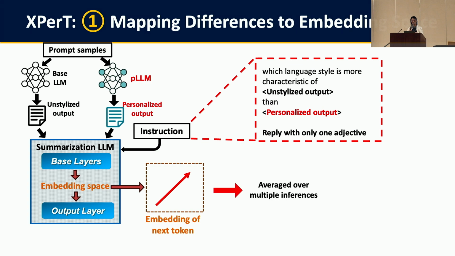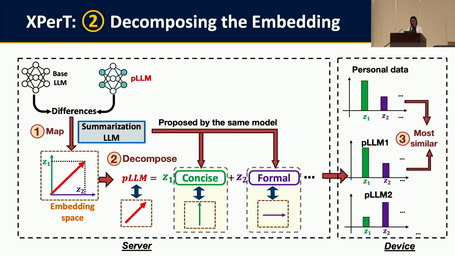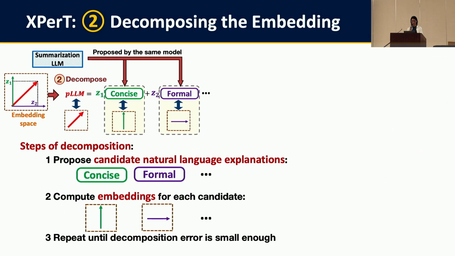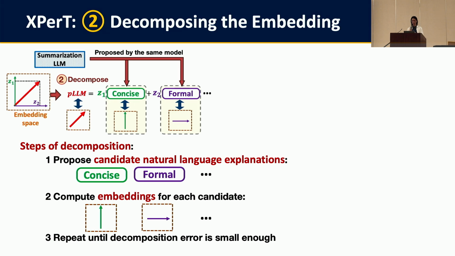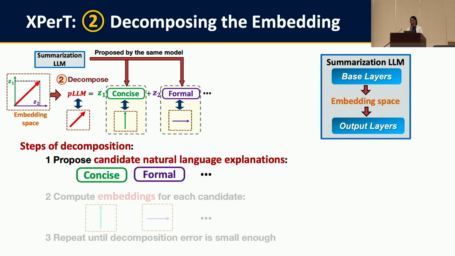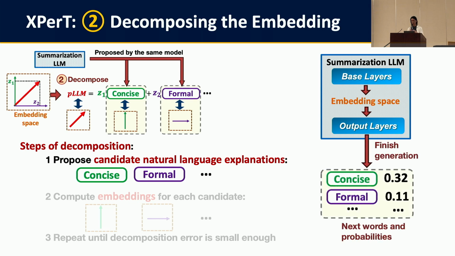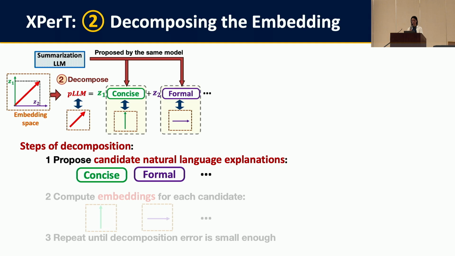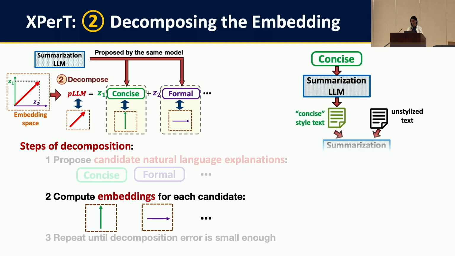And we repeat it multiple times and average the resulting embedding to get a stable estimation vector. The second step is to decompose the embedding, and it consists of three parts. First, we need to propose some candidates for the description. In the previous step, we stopped at the embedding space, and we can further let the model finish its generation to propose a list of possible keywords with their probabilities. And then we need to compute the embedding for every keyword.